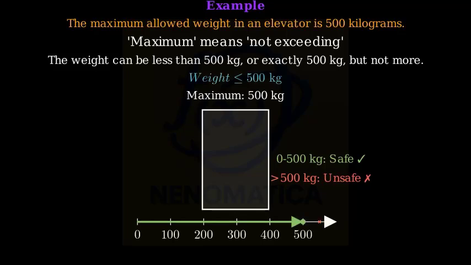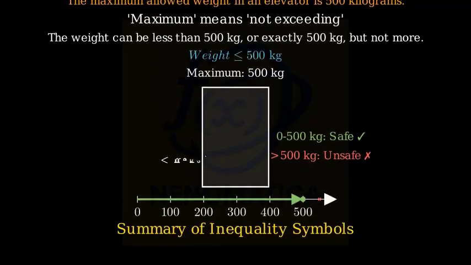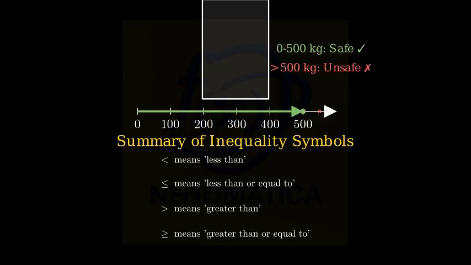Let's summarize the inequality symbols we've learned today. The less than symbol means strictly less than a value. The less than or equal to symbol means less than or equal to a value. The greater than symbol means strictly greater than a value. And the greater than or equal to symbol means greater than or equal to a value.